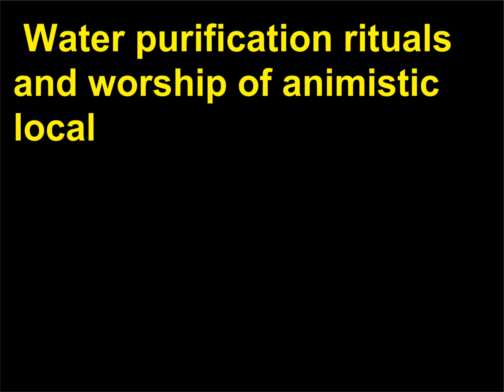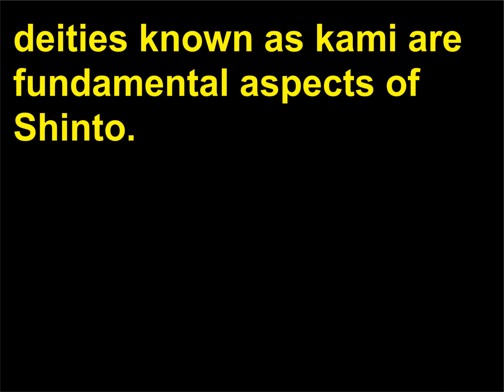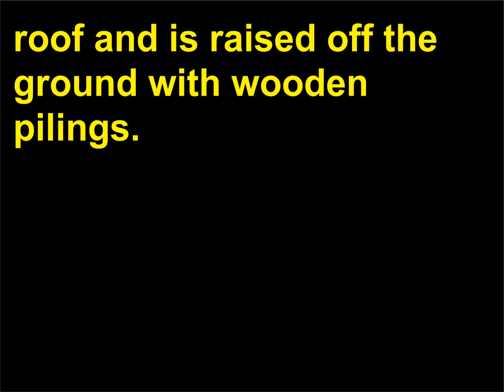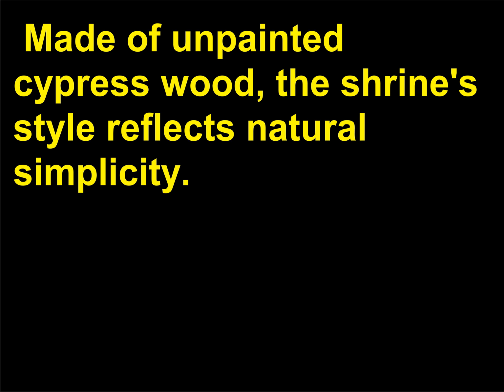Water purification rituals and worship of animistic local deities known as kami are fundamental aspects of Shinto. The Ise complex features a main shrine which has a thatched roof and is raised off the ground with wooden pilings. Made of unpainted cypress wood, the shrine style reflects natural simplicity.